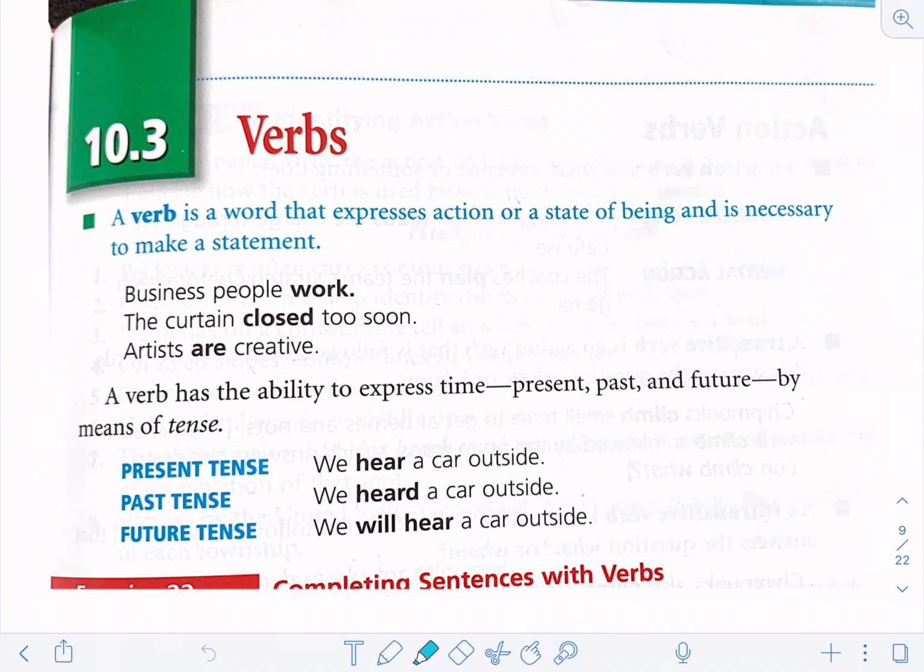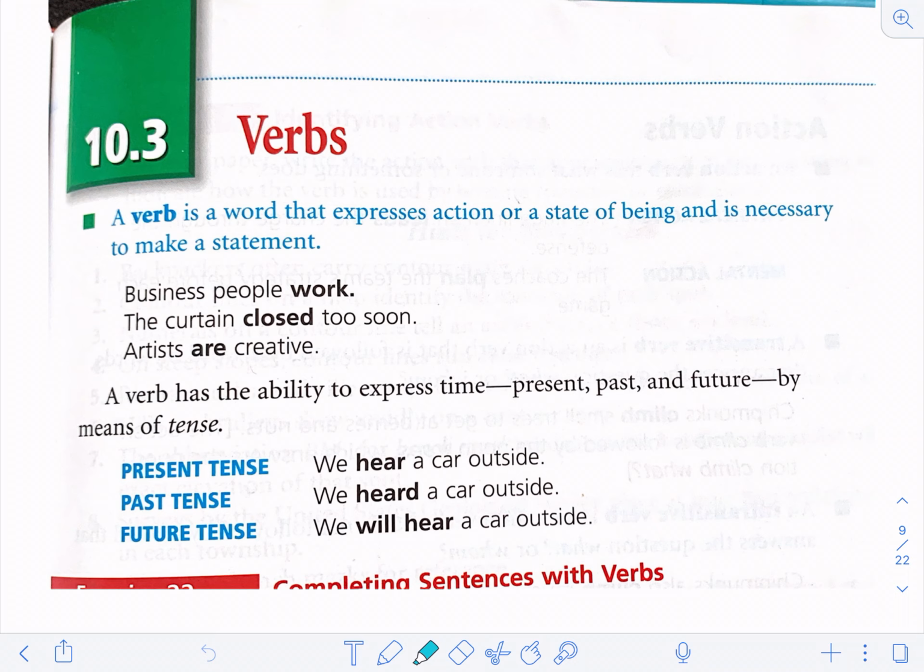Alright guys, this is a video explaining our grammar lesson about verbs. You can follow along with your own version of the notes, highlighting, marking, even pausing in between various grammar activities in your packet, but hopefully this is a helpful explanation for you.